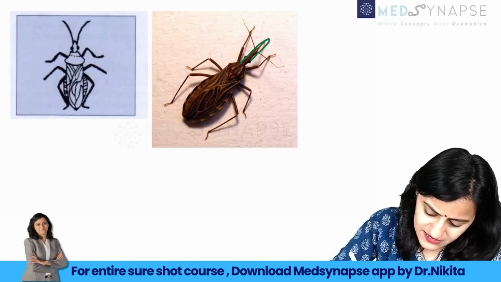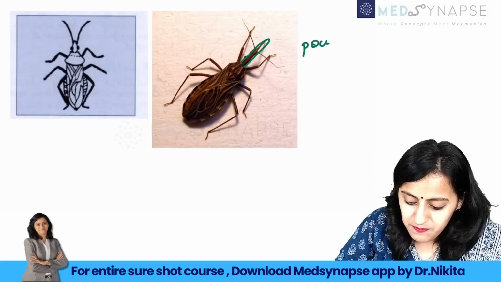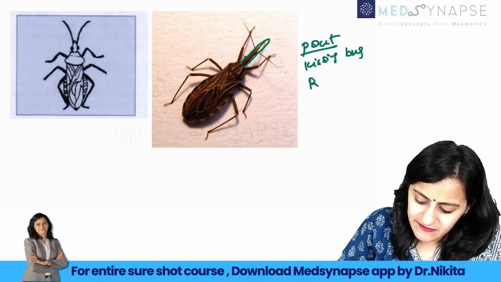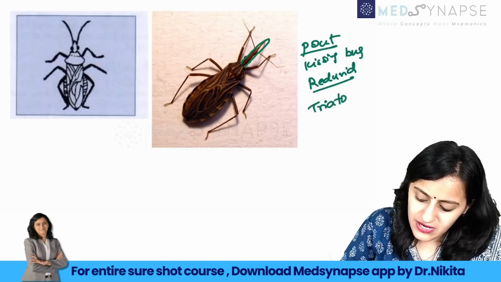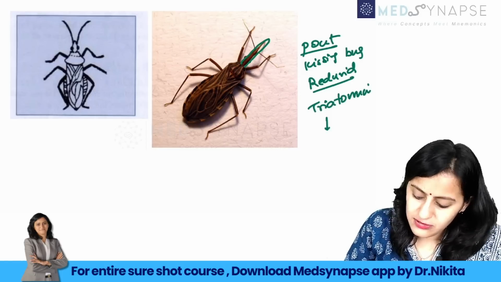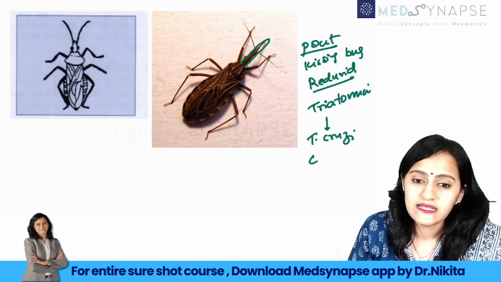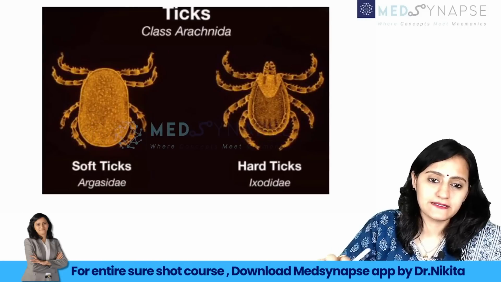Next one, what is this? The one which has this pointed mouth like a pout. Okay, pout for kissing. So remember, this is the kissing bug, kissing with the red lips. This is the reduviid bug, triatomine bug. Who is trying to kiss the red lips? Tom Cruise, Trypanosoma cruzi. That is Chagas disease. Okay, Chagas disease.